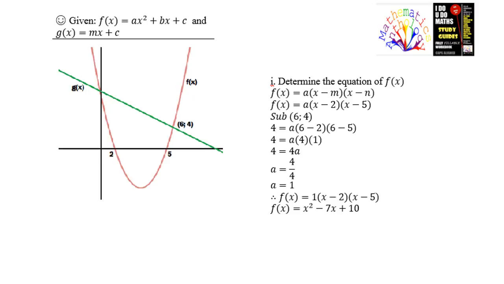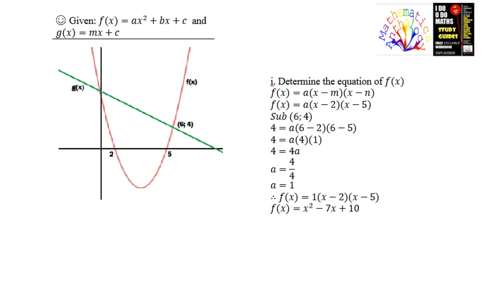Given f of x is equal to ax squared plus bx plus c, and g of x is equal to mx plus c. So we have a parabola and a straight line graph of which both equations are unknown. So our parabola is our red graph f of x and our straight line graph is our g graph. There we go. Determine the equation of f of x.